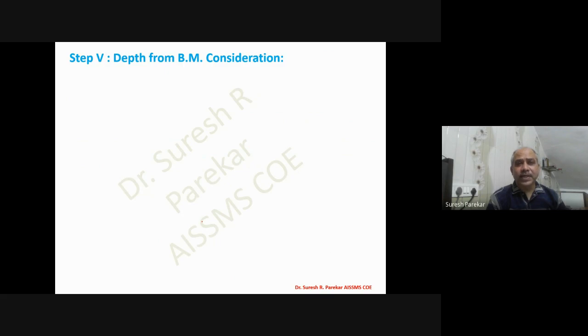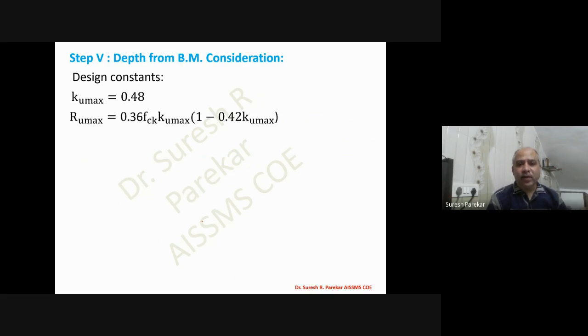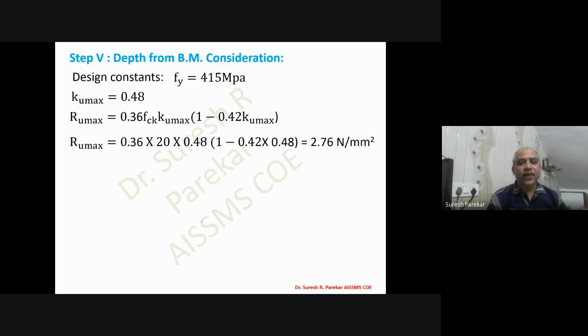Then we have the next step, depth from bending moment consideration. Now we have to find the design constant, which depends upon the grade of concrete and grade of steel. Xu max depends upon the grade of steel, and for Fe415 we have the value 0.48. Knowing this, we can find Ru max using the formula, which depends on fck and Xu max. Here fck is 20 and Xu max is 0.48, and we get Ru max as 2.76 N/mm².